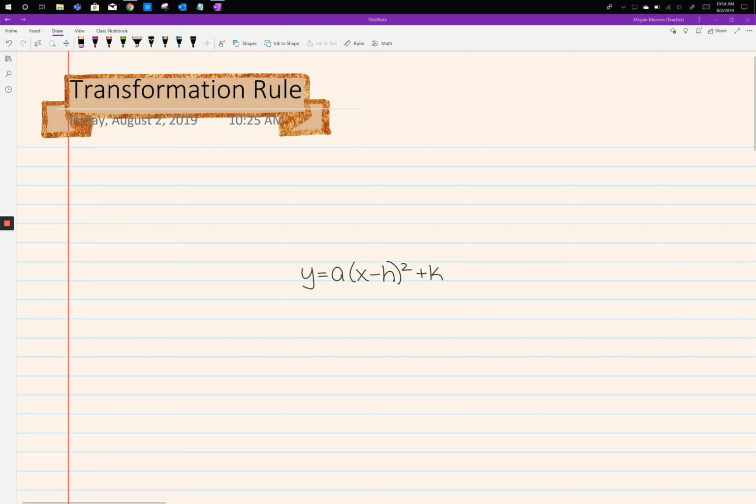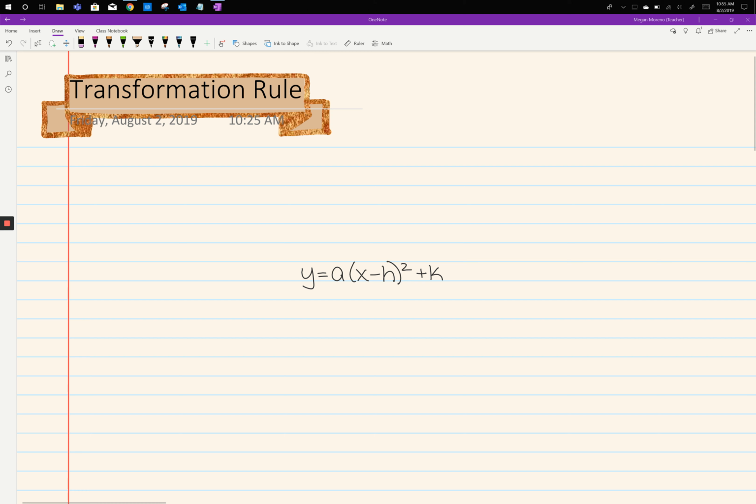We're going to be going over transformation rules. And this transformation rule works with any type of function that you could be working with. So this is like a linear, quadratic, all the way to absolute value. But first, let's look at this one quadratic function. Y is equal to a times (x minus h) squared plus k.